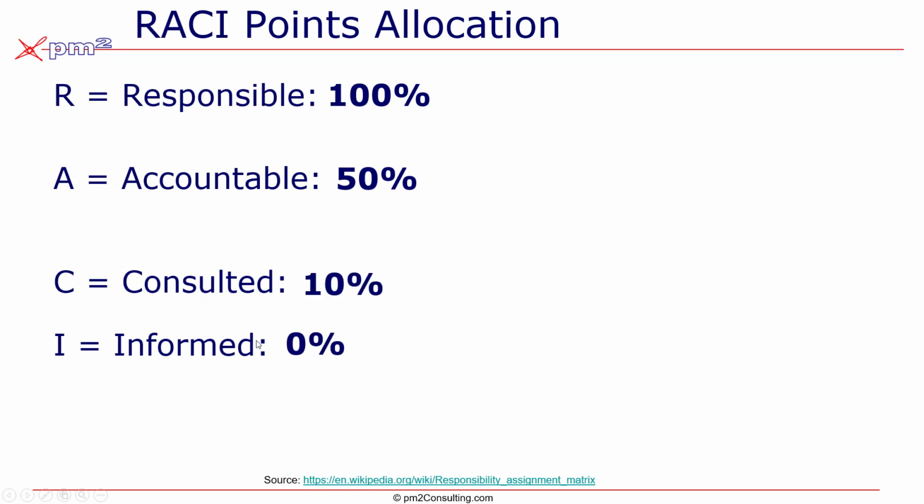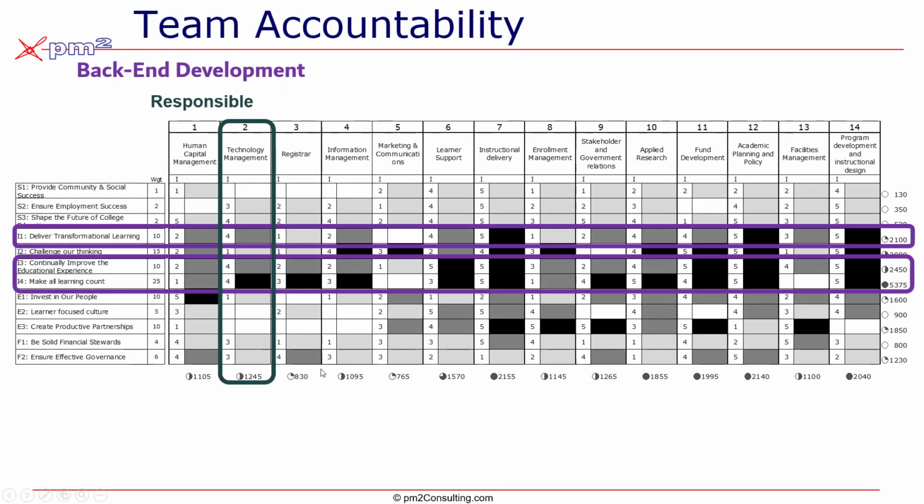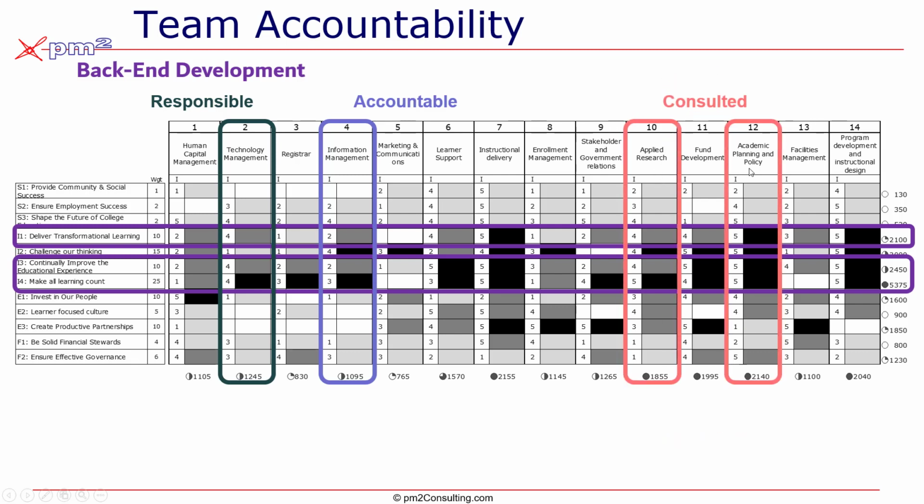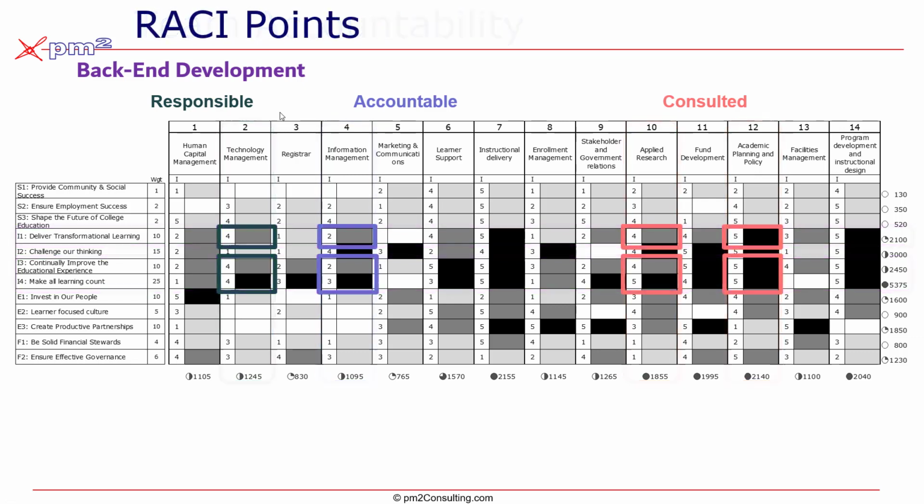Now, obviously your organization can set these levels themselves, but what that means is if we take a look at back-end development, they're responsible for technology management. They're accountable for information management, and they're consulted in both applied research and academic planning and policy. So what that means is they'll earn 100% of the points for their performance in these 3 cells. They'll earn 50% of the performance here and 10% for the performance in these cells.